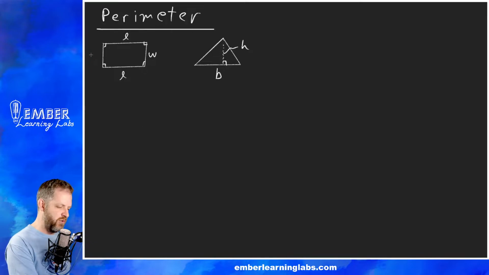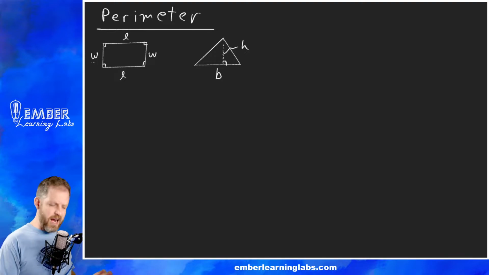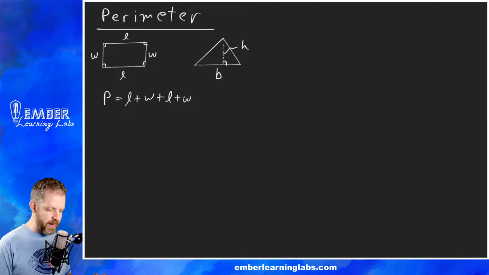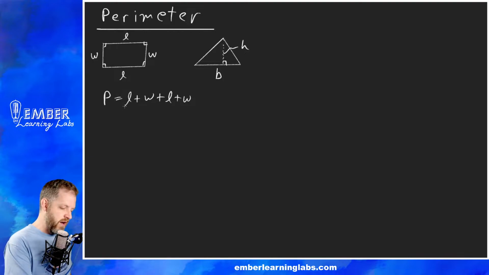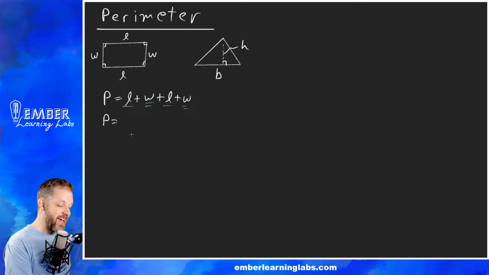Remember, it has two lengths and two widths, right? And so to find the perimeter of a rectangle, what we do is we add up the lengths and the widths. So the perimeter here would be the length plus the width plus the length again, plus the width. Now, we know enough about cleaning up expressions to know that we can combine like terms, right? We can combine the two L's and the two W's together. L plus L, remember there's a hidden 1 in front of those variables, so L plus L is 2L, and W plus W is 2W.